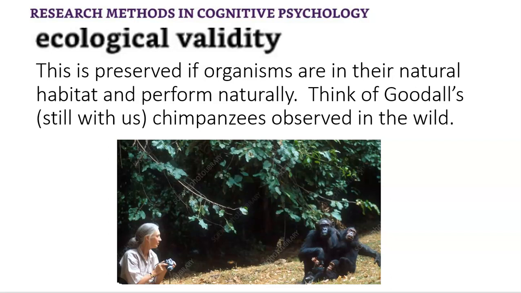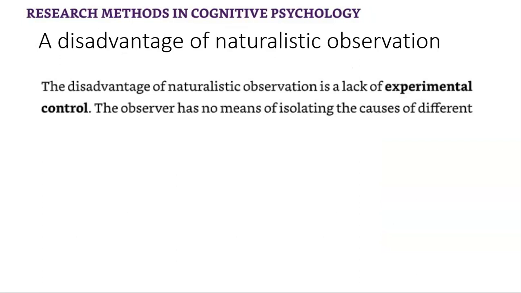And oh, by the way, the chimpanzees have a first cousin called the bonobos that live in the same region that don't have any of those traits. They're very docile. It's kind of interesting. But through ecologically valid naturalistic observations, she was able to observe those things. Now, there are disadvantages. A disadvantage of a naturalistic observation is that there's a lack of control. The observer has no means of isolating the causes of different behaviors.